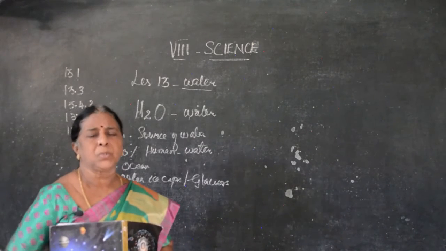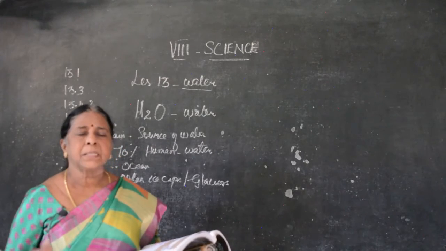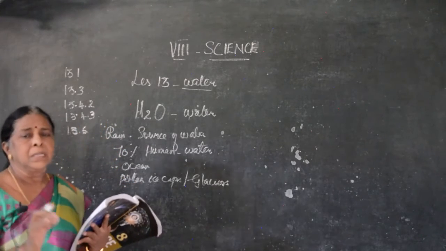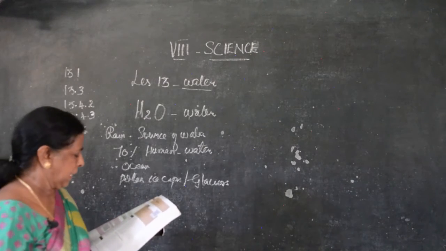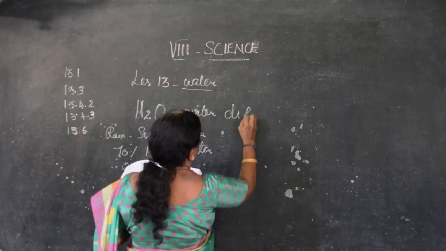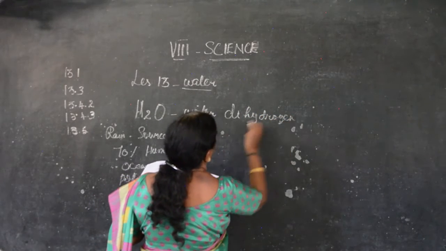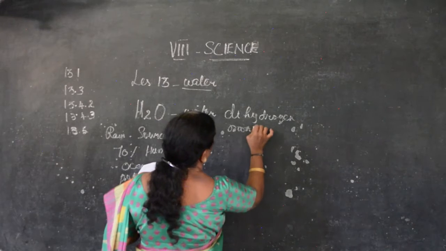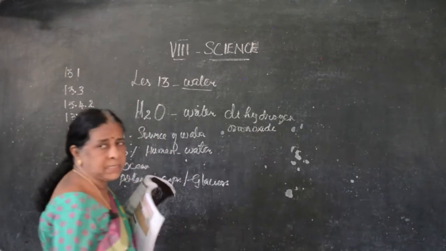So everything is water. So what are the important characteristics of water? Though we said water is H2O, the chemical name of water is dihydrogen monoxide. Why is it named like that?